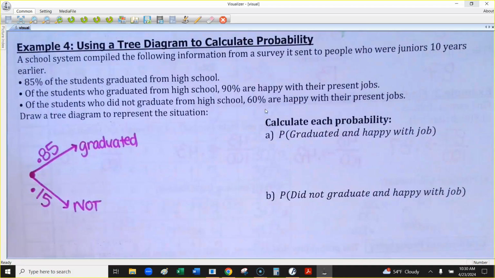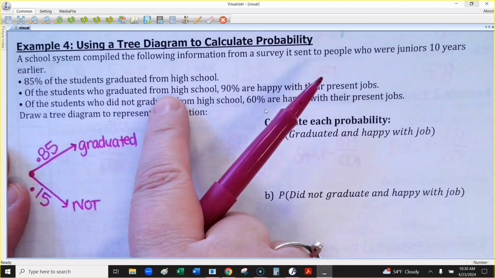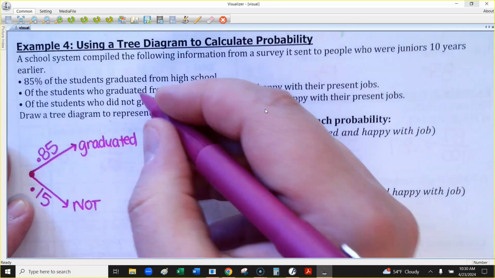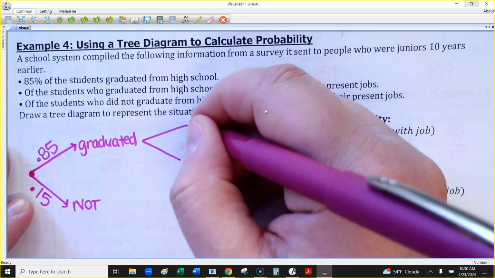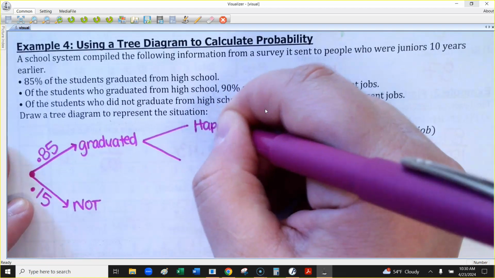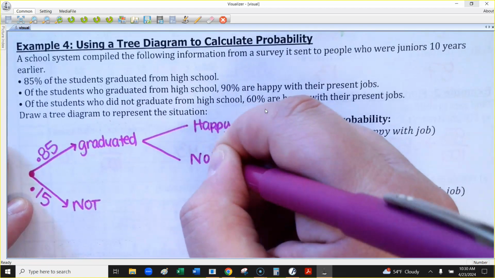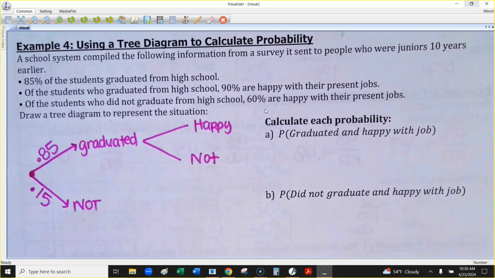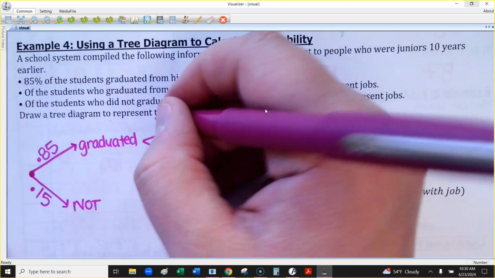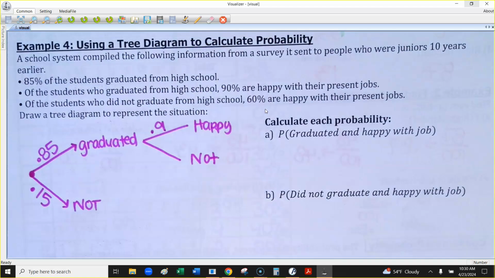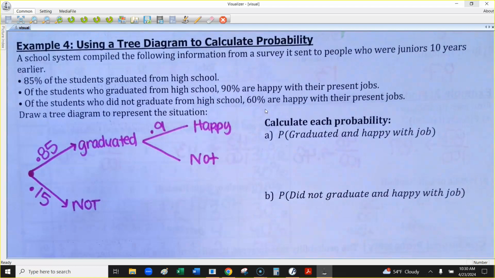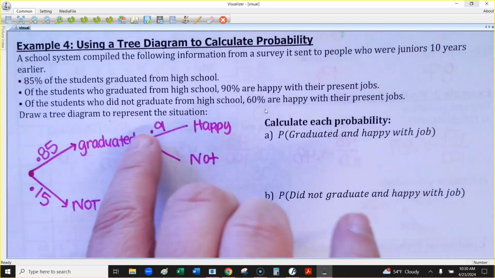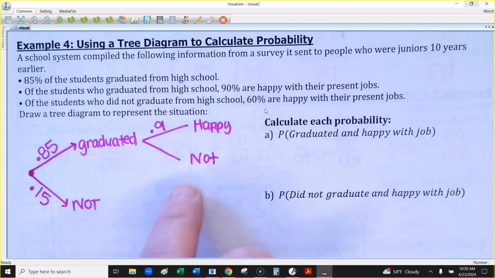Okay, so it says of the students who graduated, so I'm working on this top branch here. So then we're going to split off. It says they're either happy with their job or they're not happy with their current job. So it tells you 90% are happy, so that would go along that branch. What would you put along the branch for the people that are not happy with their job? If I put 0.9 for they're happy, what would you put for not happy?